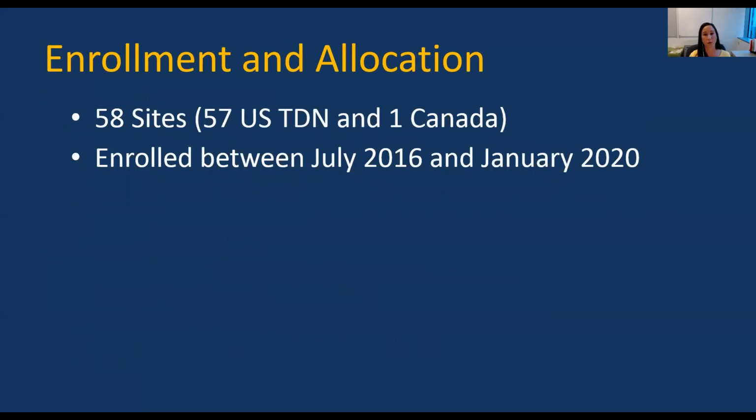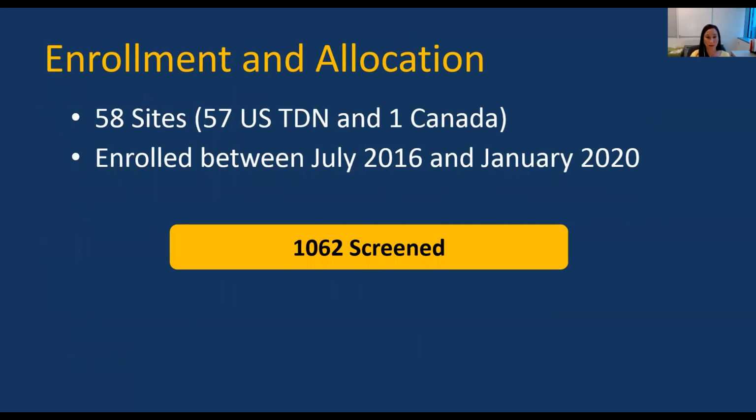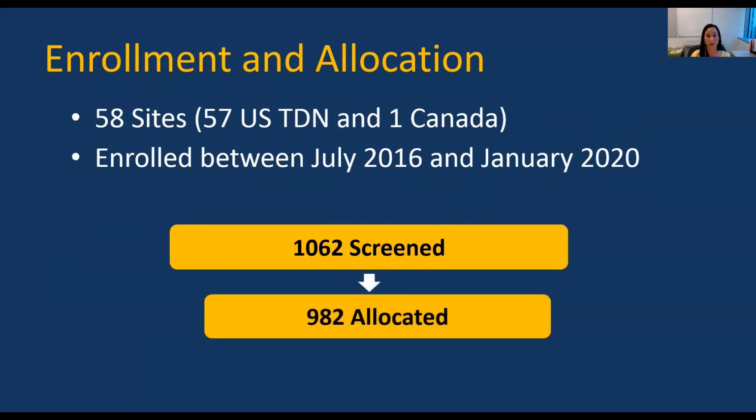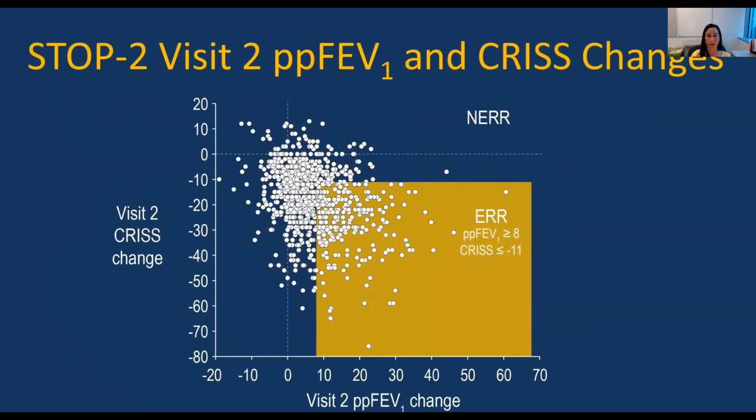So 58 sites enrolled participants, 57 in the US and 1 in Canada, and they were enrolled between July of 2016 and January of 2020. 1,062 were screened, 982 were allocated. So here's the schema again of the change in CRIS versus the change in percent predicted FEV1. So you can see this breakdown of how the participants fell and where then they were allocated. And 277 fell in this ERR grouping, and those were the 277 randomized to either 10 or 14 days.